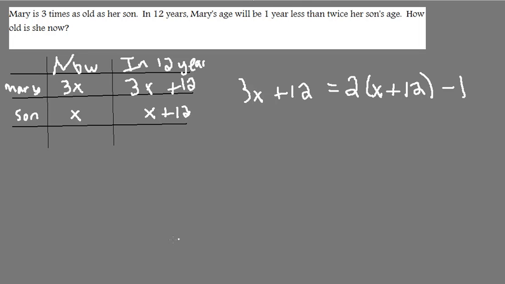Okay, let's continue with part two. Here we have the equation written out. Where did we get this from? Kind of skip some steps. It says Mary's age will be 1 year less than twice her son's age.